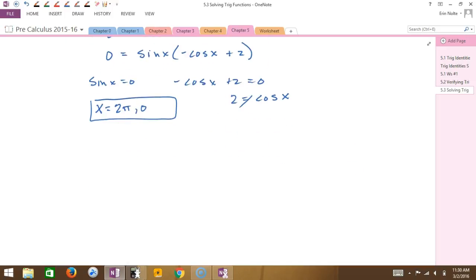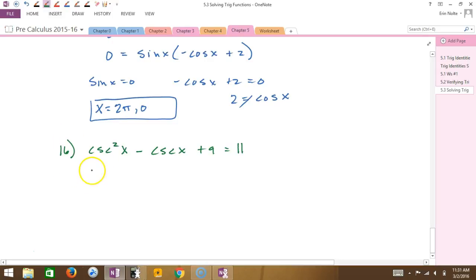Okay. What about 16? Let's try 16. So we get cosecant squared minus cosecant plus 9 is equal to 11. I immediately notice that there's something that is squared. So what do you think I will have to do for this question? Factor it. Very good. I will factor this using my easy method. The first thing I have to do, though, is get rid of that 11. It has to be set equal to 0 before I can factor. So what's my first step?